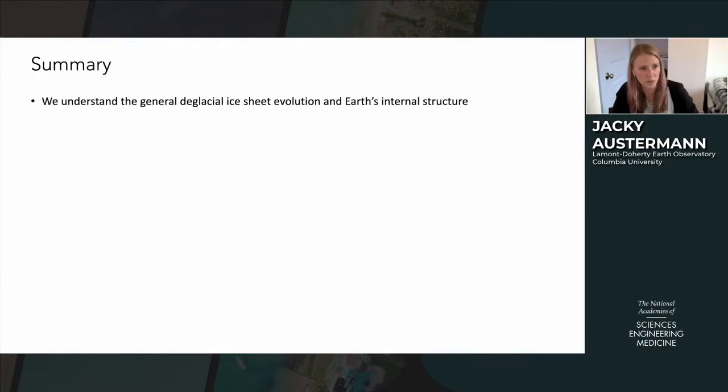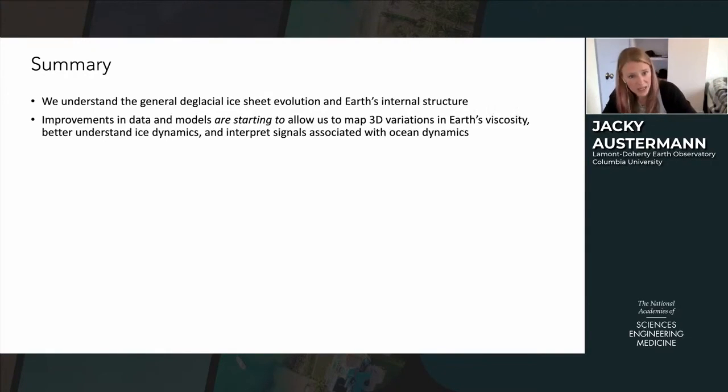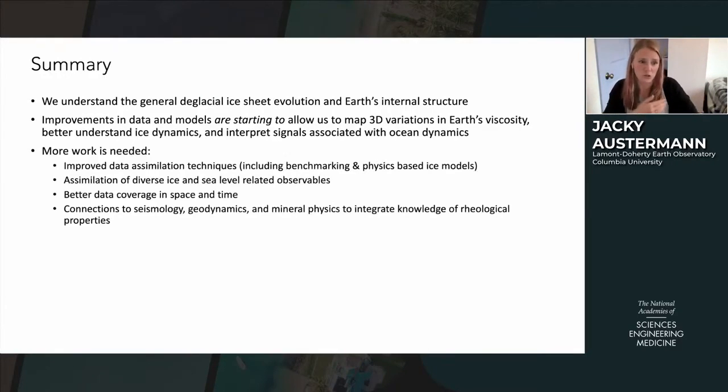So to summarize and finish up here, we understand the general deglacial ice sheet evolution and Earth's internal structure, and this builds on decades of work from a lot of fantastic scientists. But I think there are improvements that now allow us to map 3D variability in Earth's viscosity, better understand some of the important detailed ice dynamic features, and interpret signals associated with ocean dynamics, or I should say really just non-GIA processes. A lot of work I think is still needed to actually get there. On the data assimilation technique side, on the benchmarking side, including more physics-based ice models. Pippa said it, right? Getting GIA models together with ice sheet modelers and observational data people, that's the dream team.